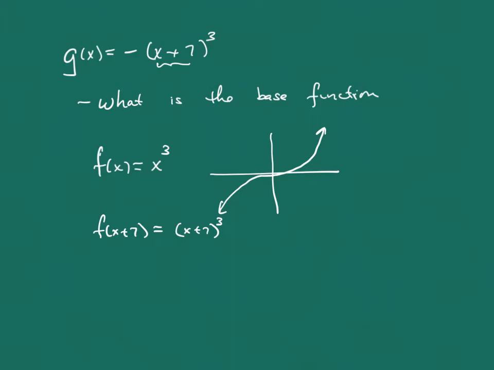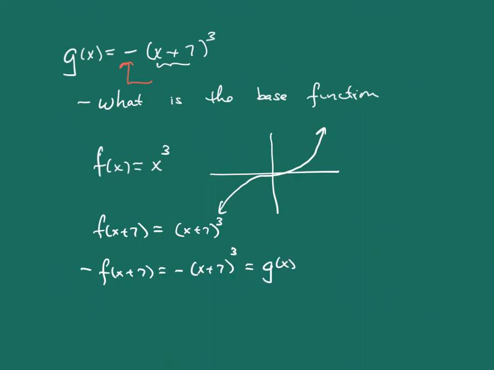Then what happens is we have this negative on the outside. This makes it look like we multiplied by a negative, so we get a negative x plus 7 to the third power. And that is our g of x.